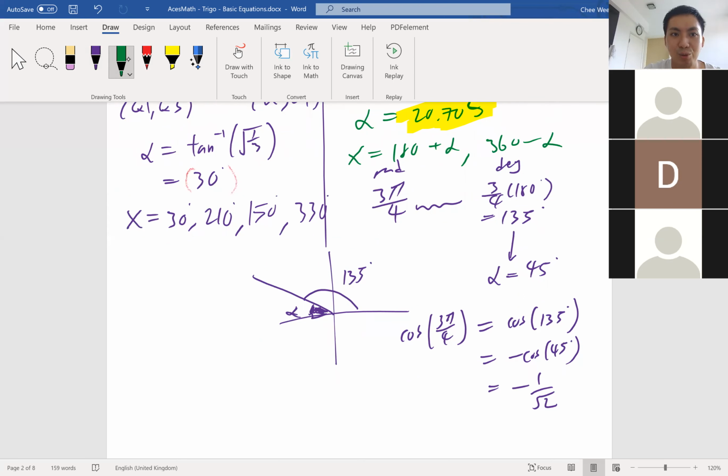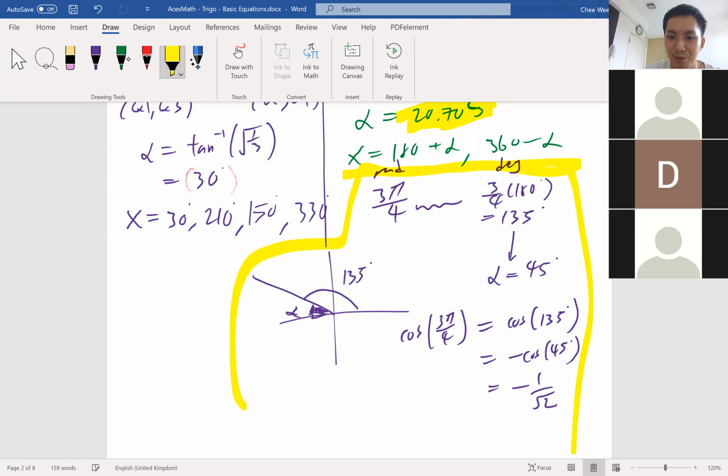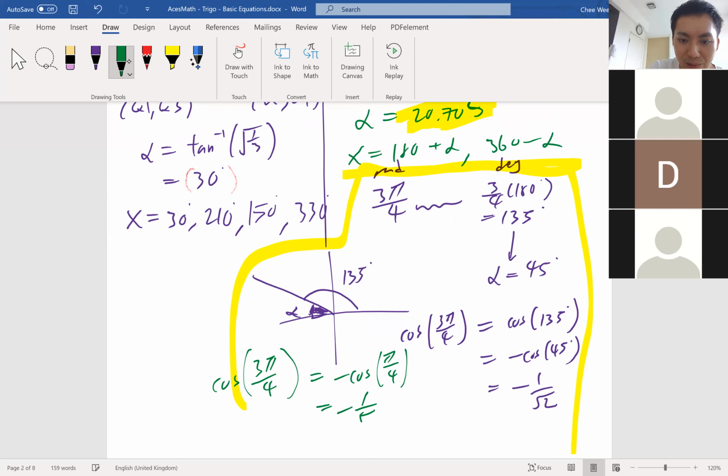This is if I choose to convert the radians into degrees so that I'm easing you all into this. Otherwise, 3 pi over 4, you must also recognize that it's a variant of the special angle pi over 4. So this is actually negative cosine pi over 4. Pi over 4 is 45 degrees, so it's negative 1 over square root 2. If you can do this, that'll be great also.